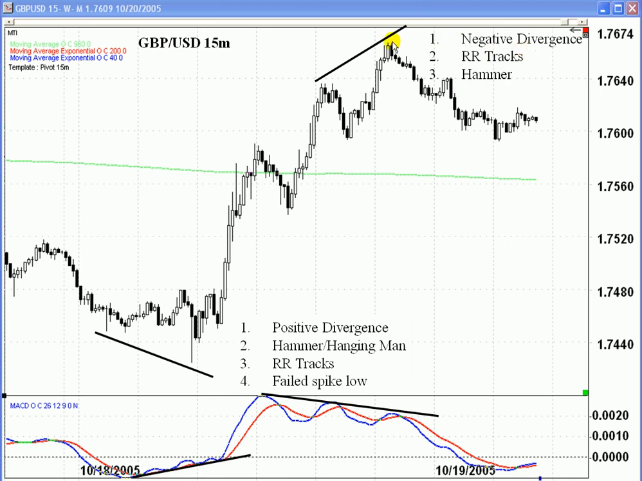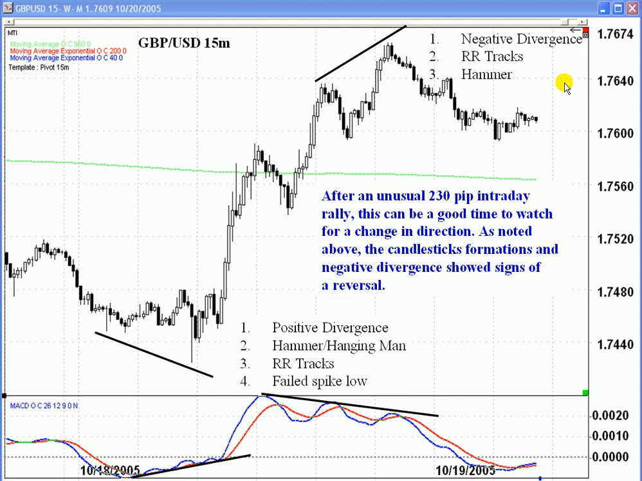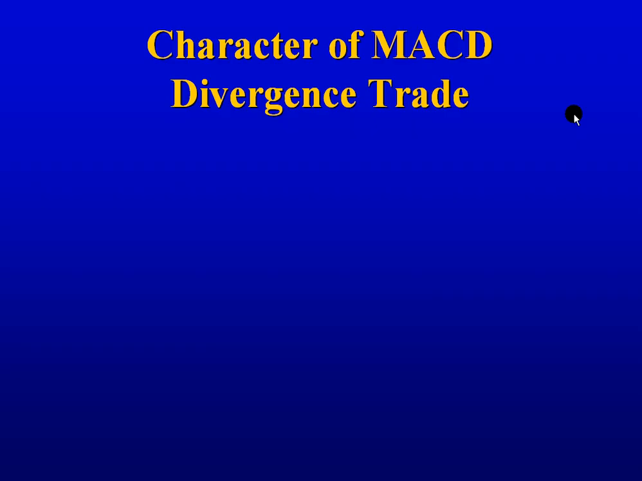Here we see a negative divergence, railroad tracks, and a hammer. Here, hammer, railroad tracks. This will also lend to another indicator that we're going to introduce later, and that is the max true range indicator, which is one that I really like to trade.